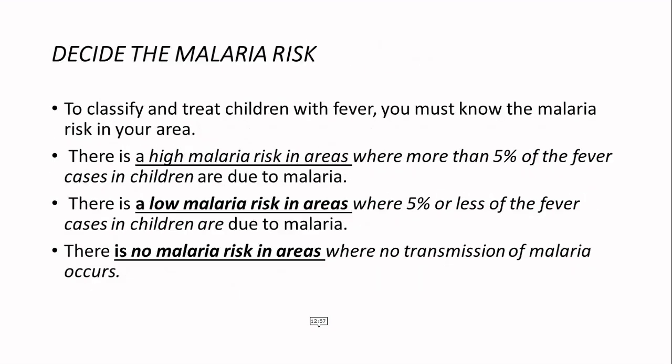Decide the malaria risk. To classify and treat children with fever, you must know the malaria risk in your area. There is a high malaria risk in areas where more than 5% of the fever cases in children are due to malaria. There is a low malaria risk in areas where 5% or less of the fever cases in children are due to malaria. There is no malaria risk in areas where no transmission of malaria occurs.